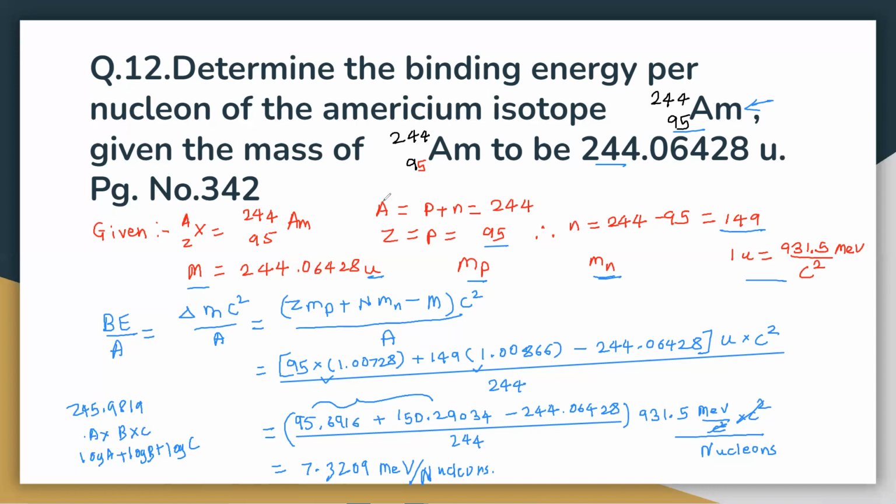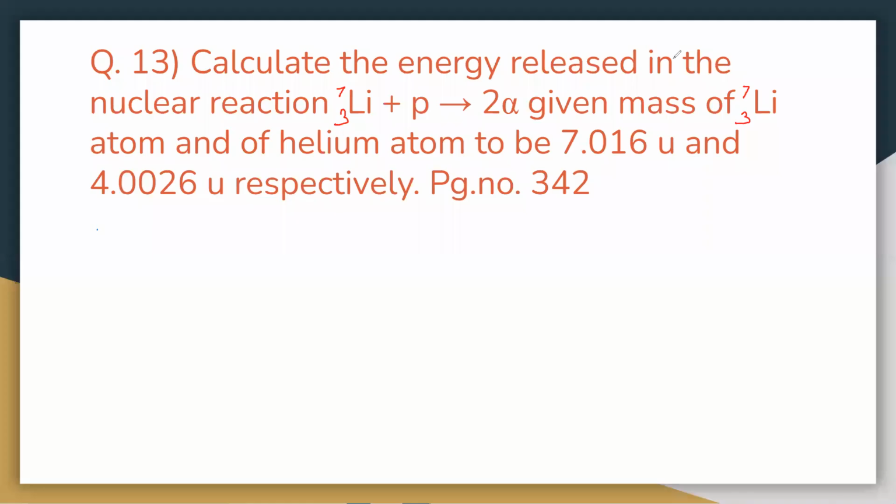Now let's move to the next question. So question number 13, calculate the energy release in the nuclear reaction. Lithium plus proton is giving us twice alpha, where the mass of lithium atom and helium atom is given, which is 7.016 U and 4.0026 U. Now here, whenever in a question it is mentioned energy release in nuclear reaction, just keep it in mind that again you are going to use the same formula only.